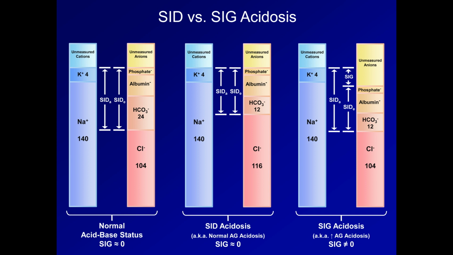You can also observe that in both the SID and SIG acidoses, the SID-E is reduced, which is the consistent hallmark of a strong ion acidosis in general.